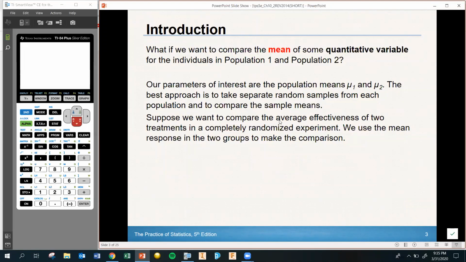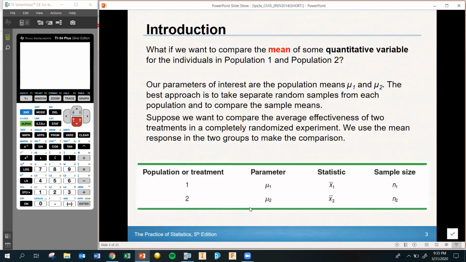and then we'll try to compare the sample means against each other. We might do that to compare treatments in an experiment, for example. We might look to see how the average result from a new medicine compares to the average of somebody on a placebo, or compared to an old medicine.